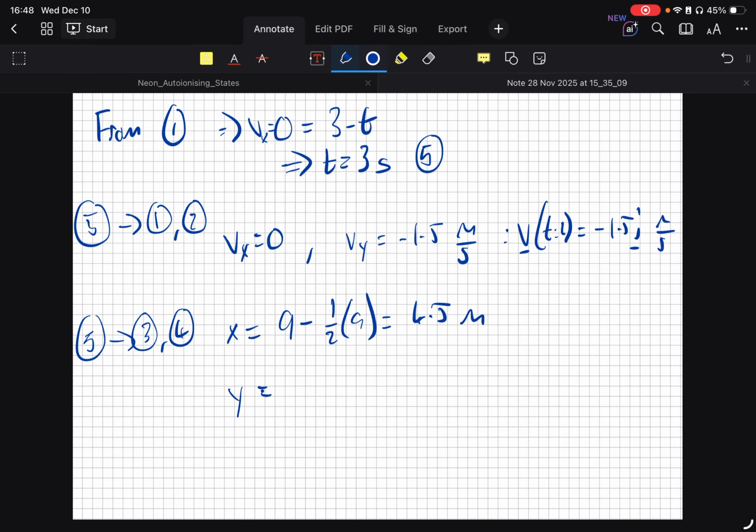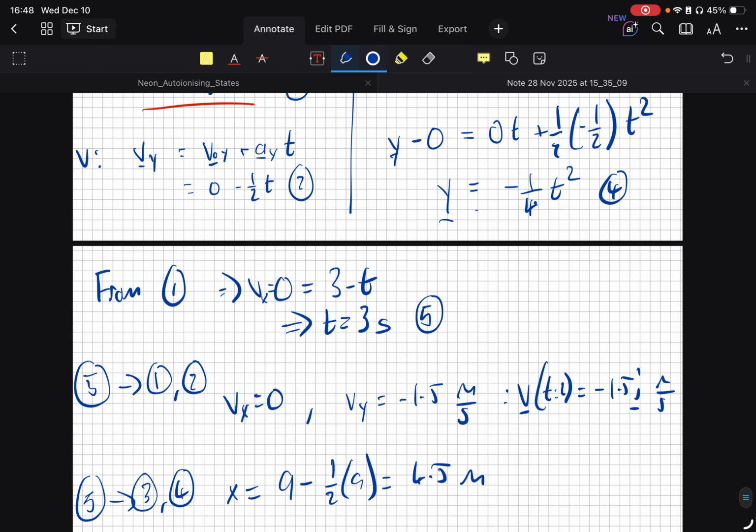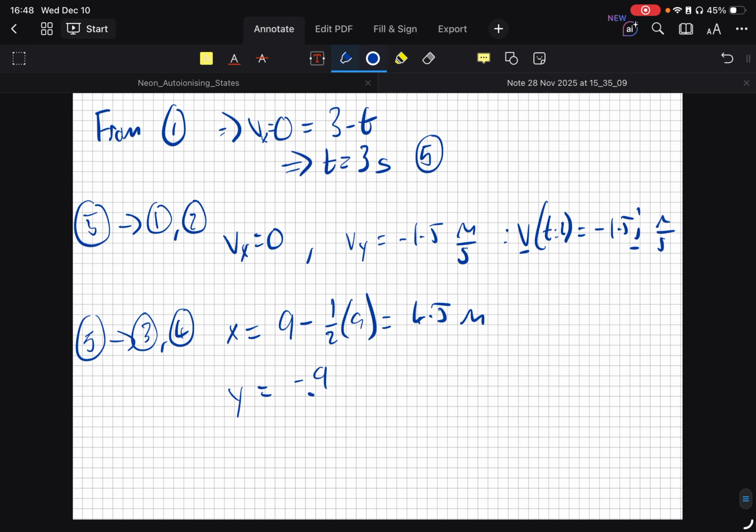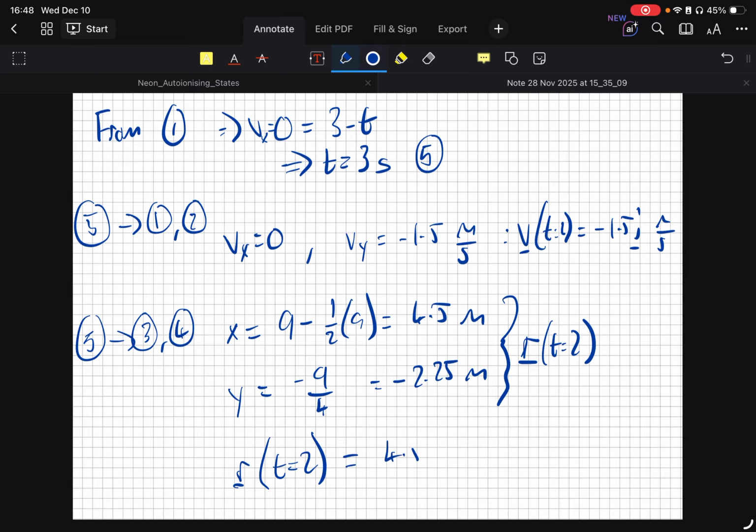And in the y direction, again, we'll substitute in t equals 3 here. We'll get a quarter times 9, so minus 9 over 4, which is just minus 2.25 meters. So again, these two together define our final position. The position vector r at t equals 3 is just equal to, in fact, I'm going to write it out down here because I'm not going to have enough space otherwise. r at t equals 3 is given by 4.5 i minus 2.25 j meters, and that's the position. And that's our example.